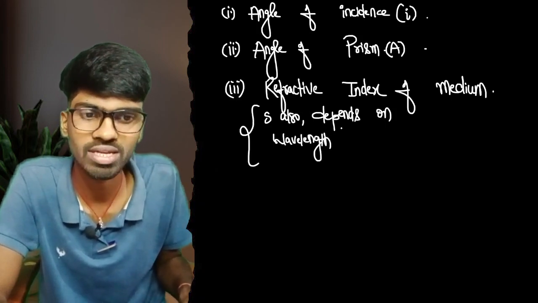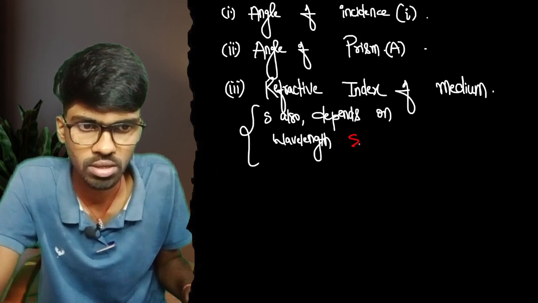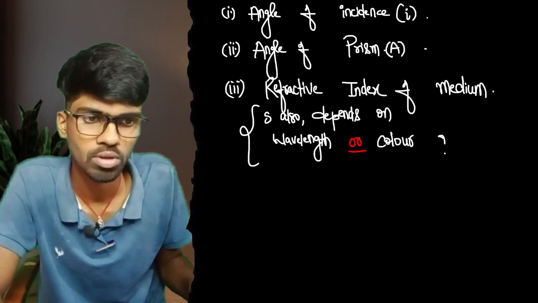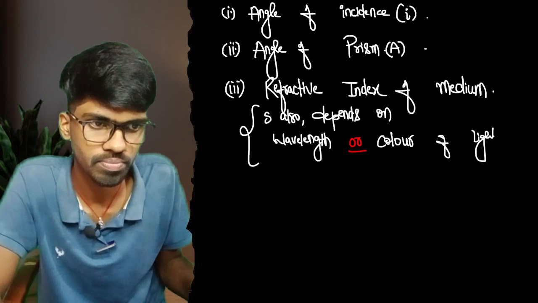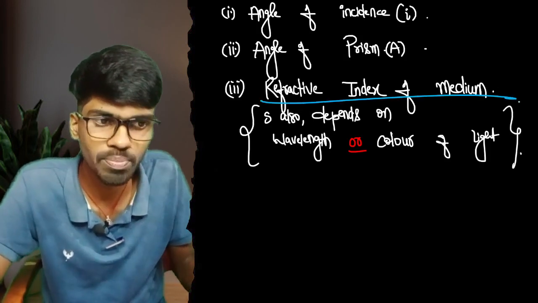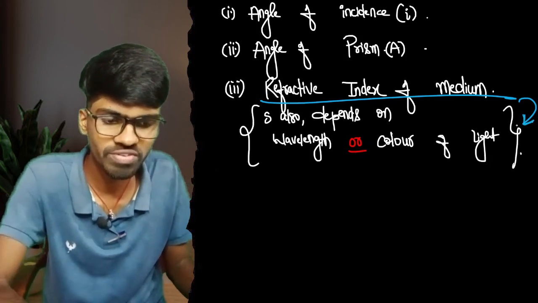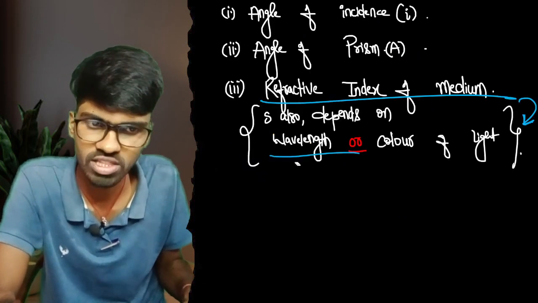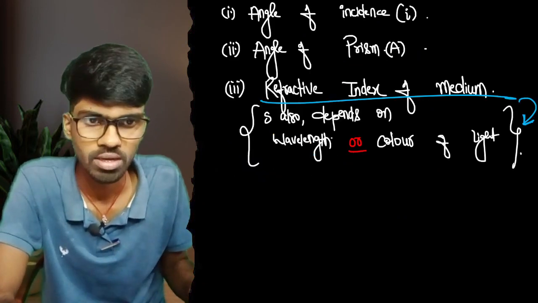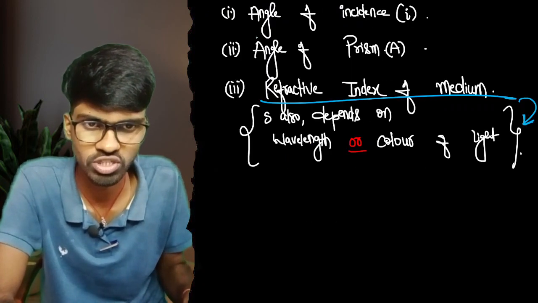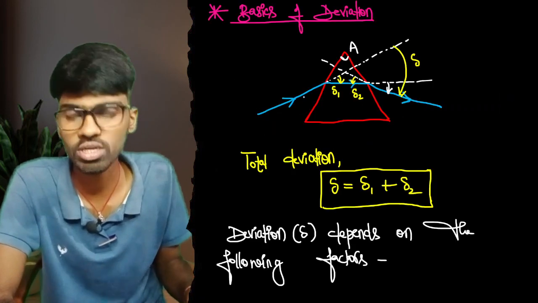of light, or in other words color of light. Why? Because the refractive index of the medium depends on this factor. So overall we can say that the total deviation will depend on the wavelength of light. So angular deviation, or we should say deviation, depends on these three factors. Okay, so that's it.